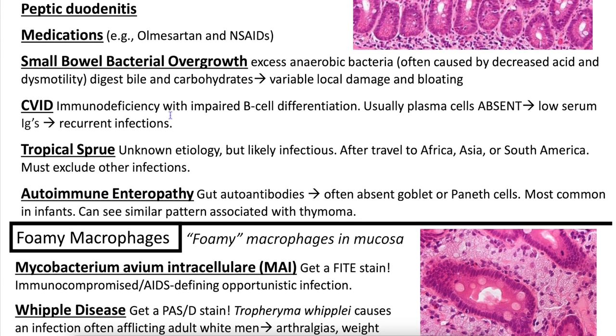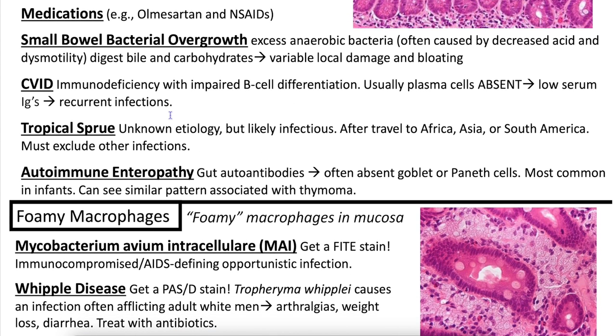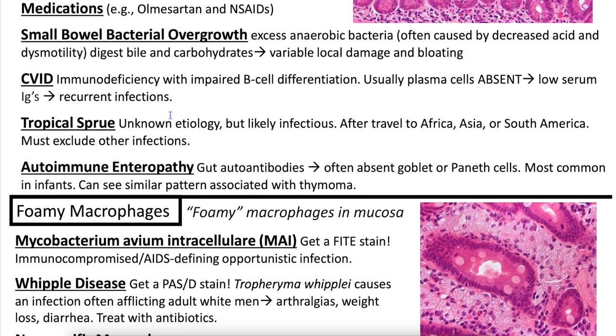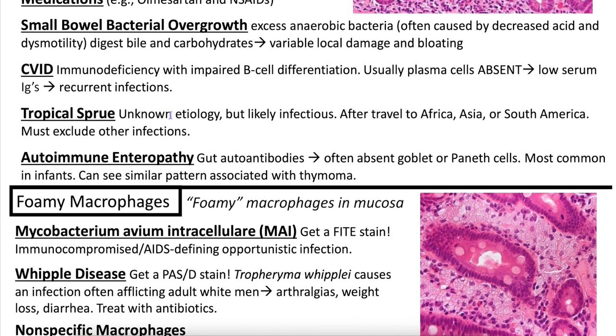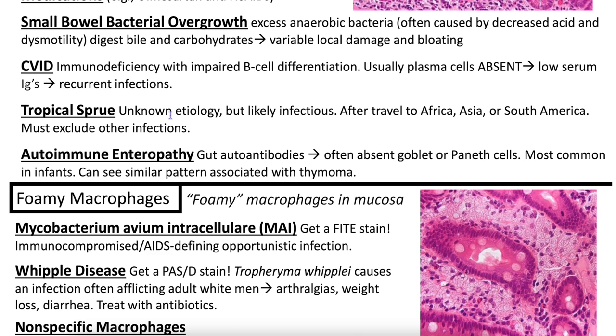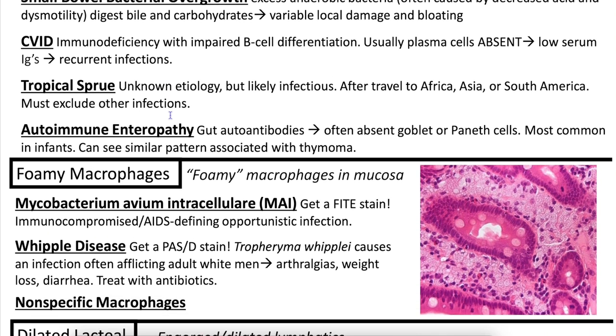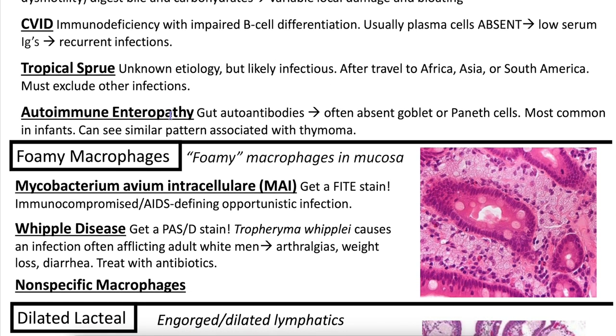One thing we see for CVID is when you have a GERD infection, you always want to look in the lamina propria for plasma cells, because if you don't have plasma cells, then you want to think about CVID. Tropical sprue. This is unknown etiology, but likely thought to be infectious, especially after travel to Africa, Asia, or South America, and you must exclude other infections. And then autoimmune enteropathy, where you have gut autoantibodies, and that'll lead to often absent goblet or Paneth cells, and it's most common in infants, and you can see a similar pattern associated with thymoma.